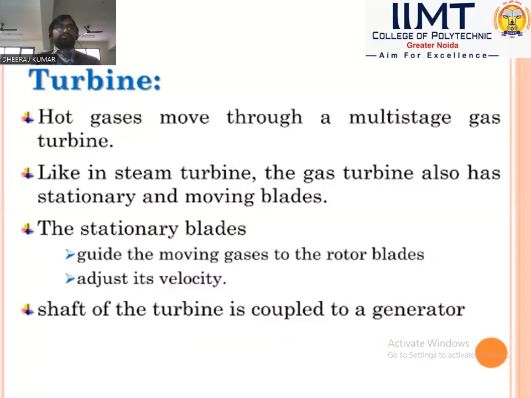Turbine. Hot gases move through a multi-stage gas turbine, like a steam turbine. The gas turbine also has stationary as well as moving blades. The stationary blades guide the moving gases to the rotor blades and adjust the velocity of the gases. The shaft of the turbine is coupled to a generator. So the generator produces electricity.